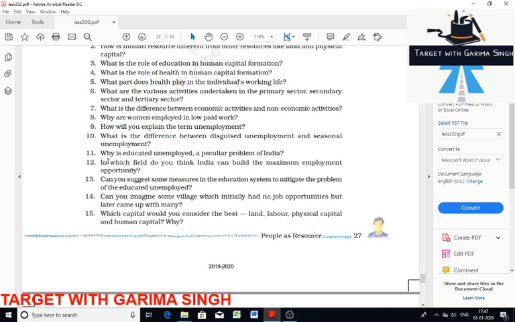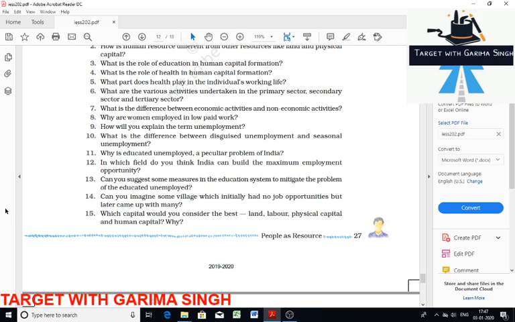Next is, in which field do you think India can build the maximum employment opportunities? India can build the maximum employment opportunity in the agriculture sector, and its based industry. Agriculture is the most labor absorbing sector of the economy. When efficient and quality packaging happens with agriculture products, then it can generate a lot of employment opportunity.